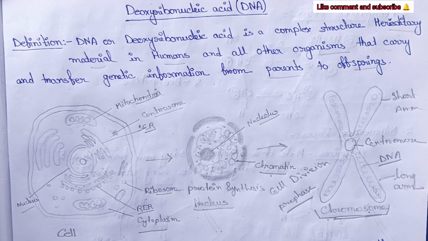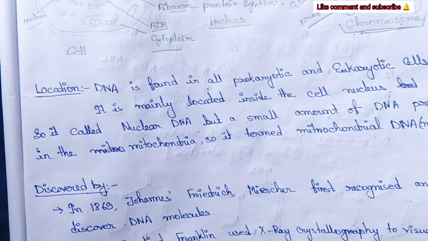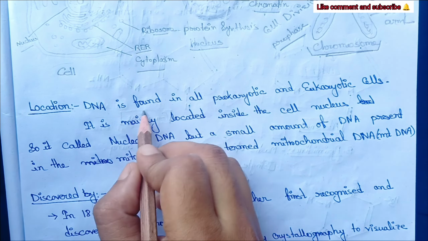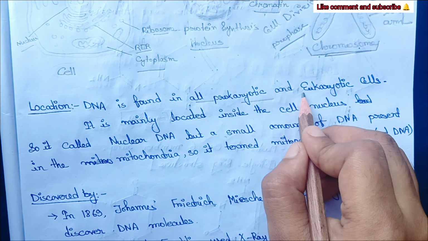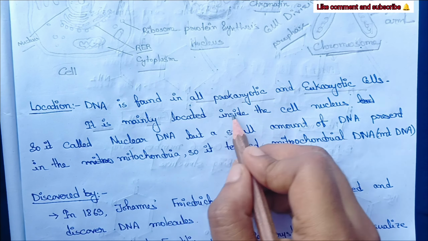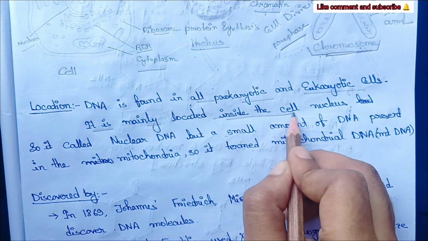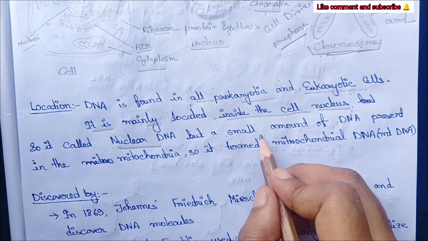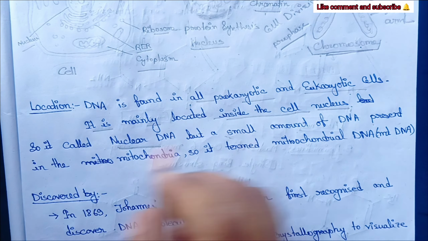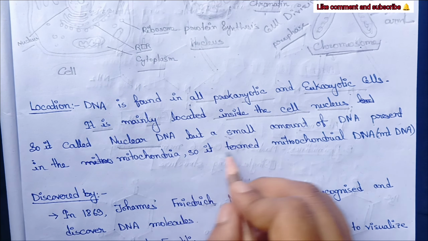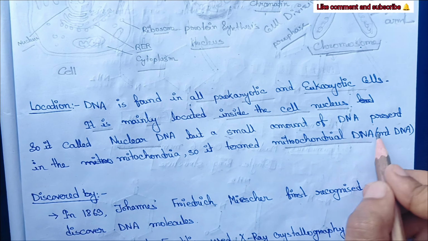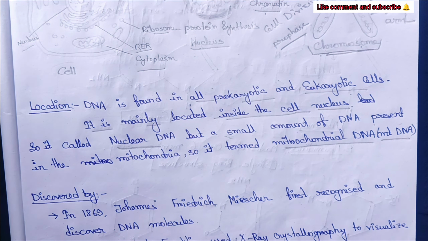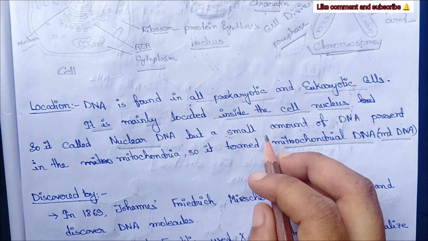Then coming to the next point, the location of DNA. DNA is found in all prokaryotic and eukaryotic cells. It is mainly located inside the cell nucleus, which is called nuclear DNA, and a small amount of DNA is also present in mitochondria. That's called mitochondrial DNA, or mtDNA. DNA is mainly present in two places: one is the nucleus and another is the mitochondria.